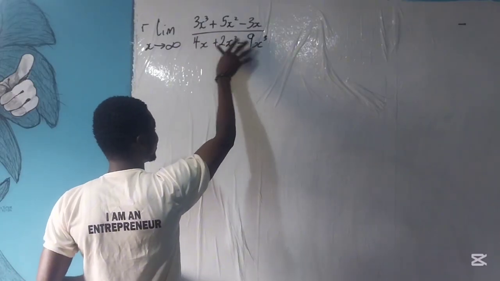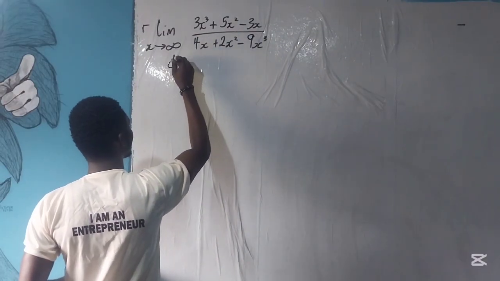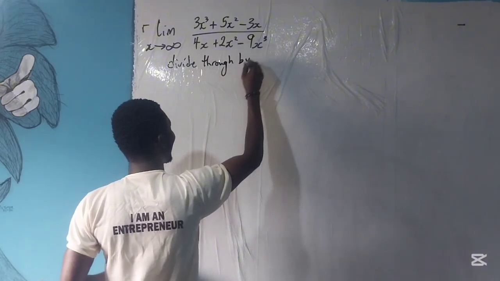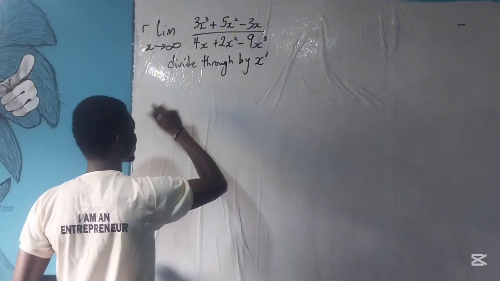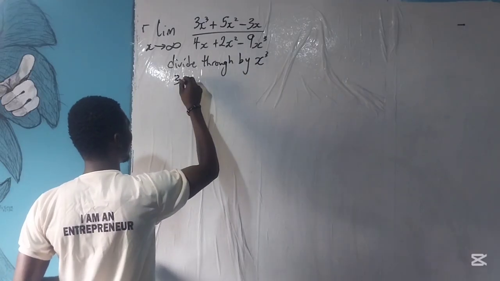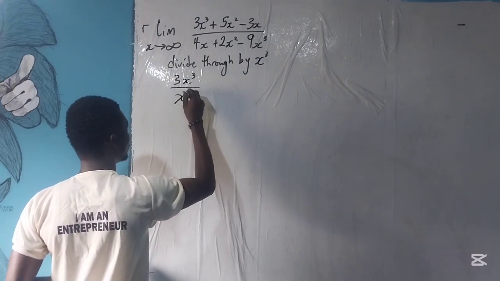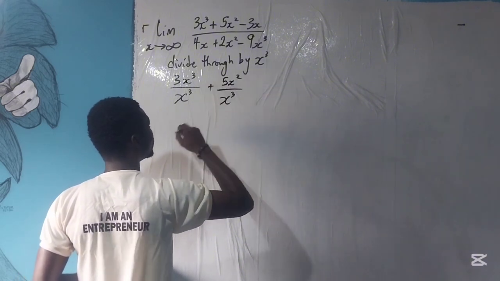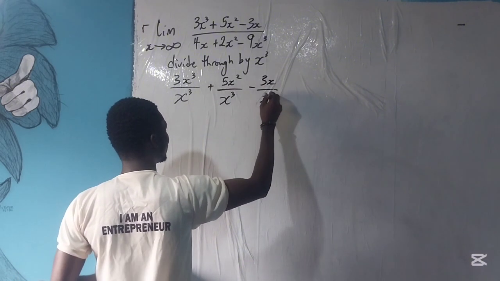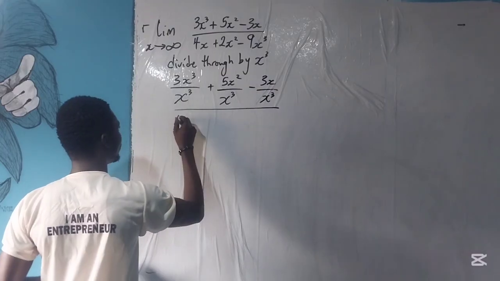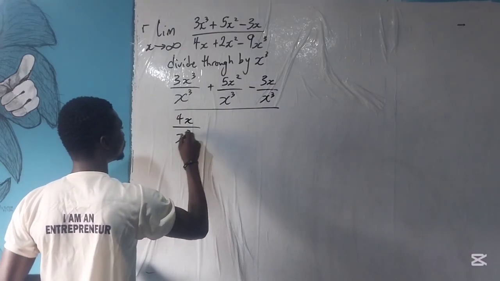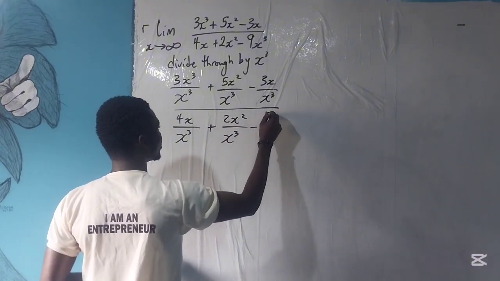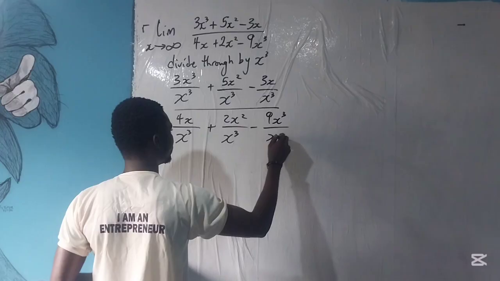Now, let's go. Limits to infinity. The highest power here is what? X is power 3. So we divide by x to the power 3, the highest power of the variable. So 3x cubed over x cubed plus 5x squared over x cubed minus 3x over x cubed, all over 4x over x cubed plus 2x squared over x cubed minus 9x cubed over x cubed.